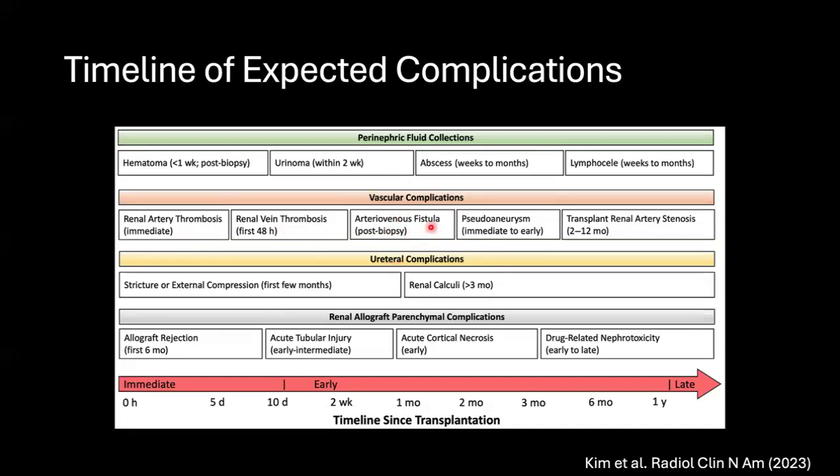Arteriovenous fistula is usually post-biopsy and can happen anytime if you do the biopsy. Pseudoaneurysms, again, can happen due to the surgical technique or from a biopsy. Or you can get renal transplant artery stenosis, which we follow up and surveil the kidneys for often. And this would take 2 to 12 months to develop, sometimes earlier, sometimes later.